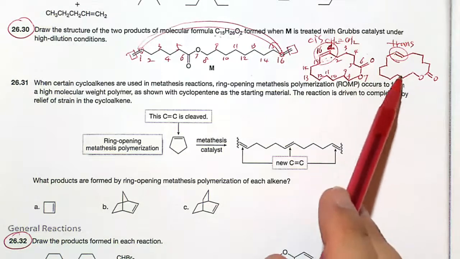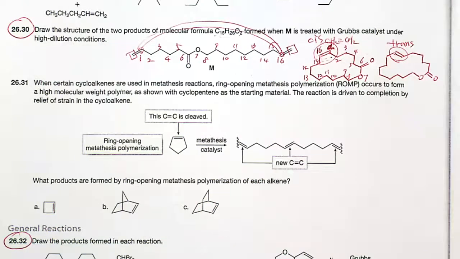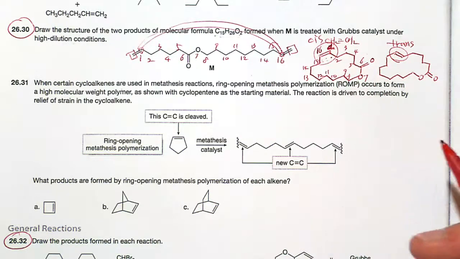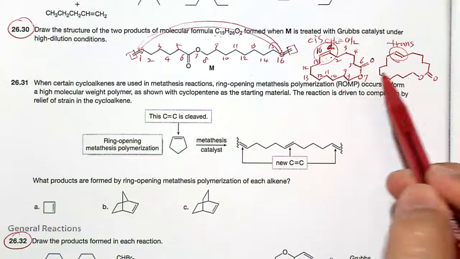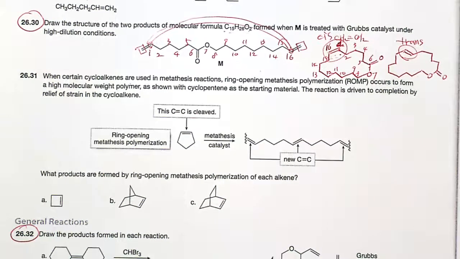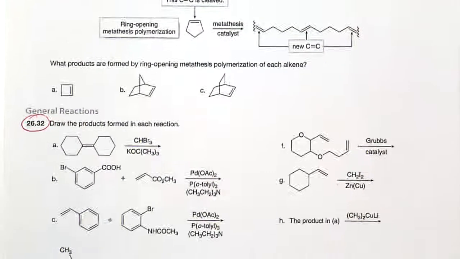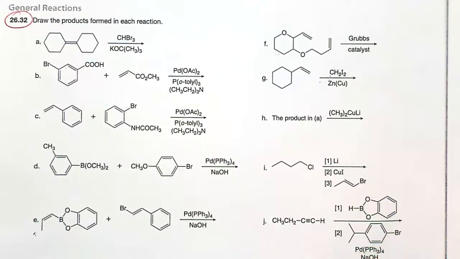Don't need to draw this as exact same ring, but make 16 membered ring, and number 1 and number 16 has double bond, and number 6 carbon has ester group as a part of the lactone ring. Let's move to 26.32. This is general reaction, a mixed example.